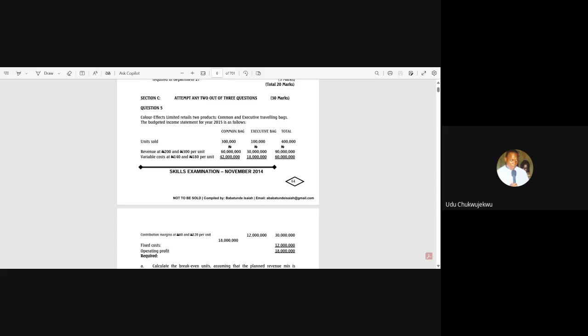Sorry, I will use that total fixed cost, which is 12 million, to divide the total contribution, 30 million. If I want to do it for common bag or executive, I use that 12 million to divide 18 million for common bag, and use that 12 million to divide 12 million for executive.